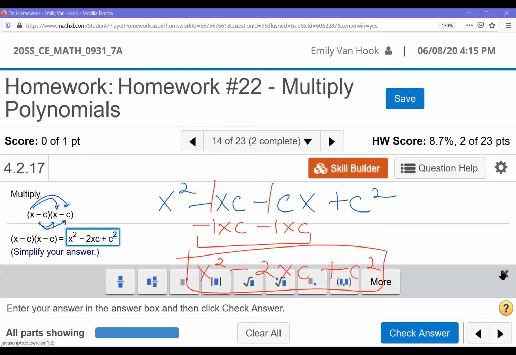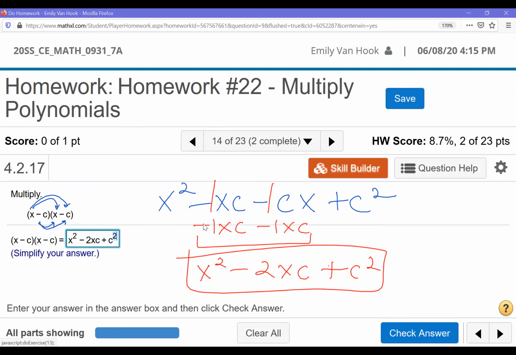Okay, so just be careful there. When you have 2 of the same term in the middle, if the signs are the same, you have to combine them. It's only if the signs are opposite that they would cancel. So that's what that one was.